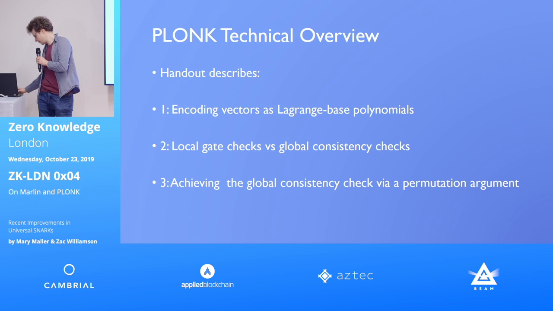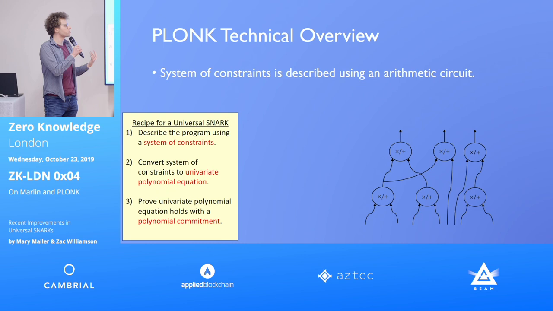Yeah. So if you have a system of constraints, like an arithmetic circuit that's made up of addition and multiplication gates. In Plonk, actually, we have one universal gate structure, which you can morph into an addition or a multiplication gate, depending on your needs. Checking that each gate has the wires feeding into and out of it satisfy the gate is relatively easy to do.